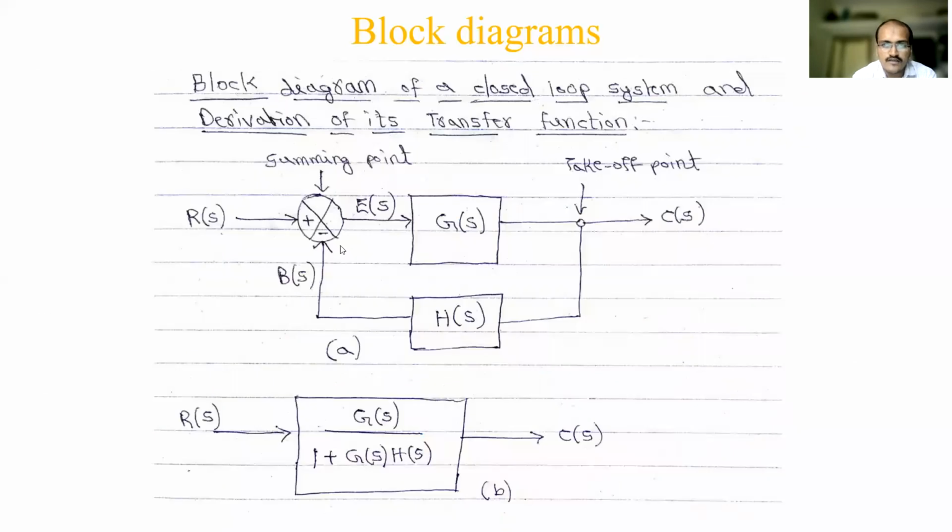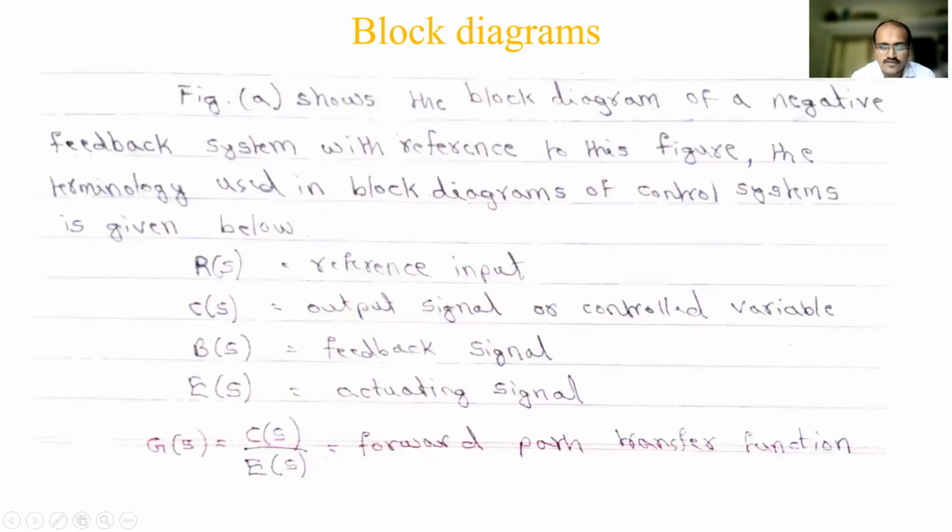So this is the block diagram. Here we have taken minus. Okay, if we have taken plus here, then the denominator will come 1 minus G of S H of S. Okay, 1 minus G of S H of S. So how you got this derivation? You understood now.